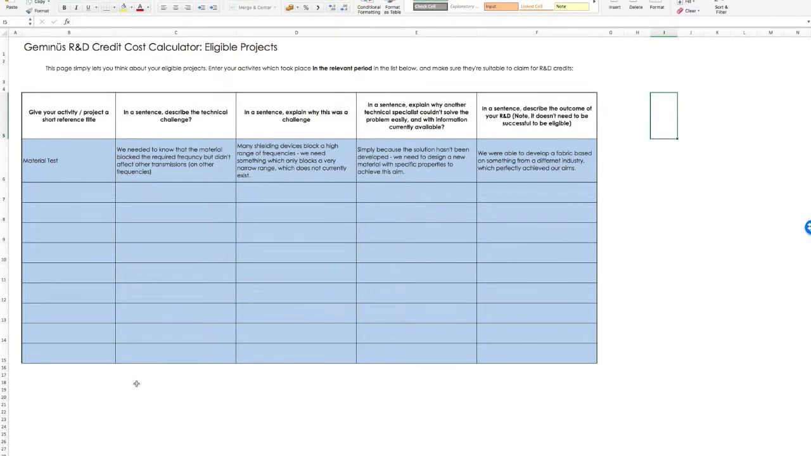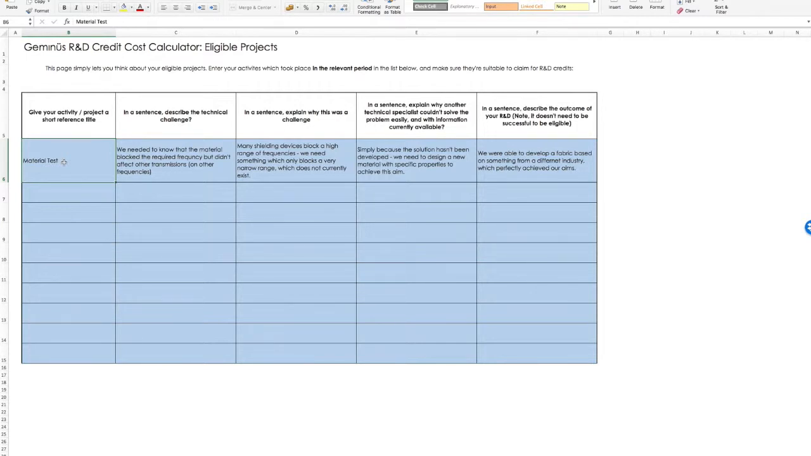And this page helps us collect a little bit about what your projects are and the type of information that HMRC like to see to demonstrate some sort of eligibility, as we call it, the 3 key questions. So I'll work through the example I've given now. Firstly, we give our activity or project a short reference title. We do try and keep that as short as possible because it copies it into some smaller boxes on other sheets that I'll show you.